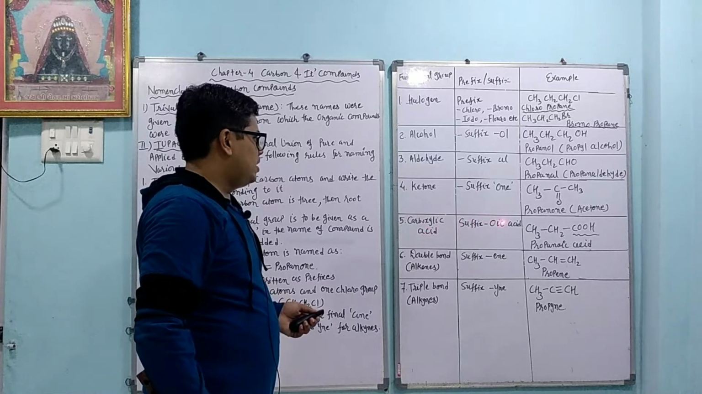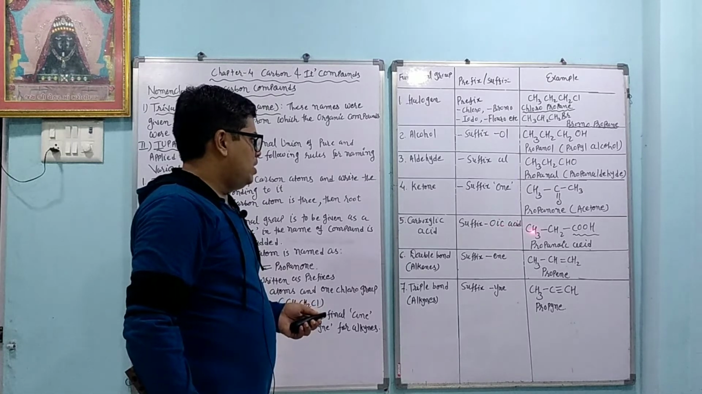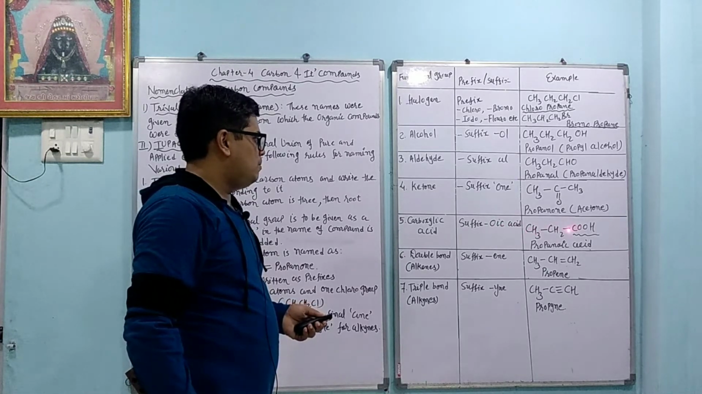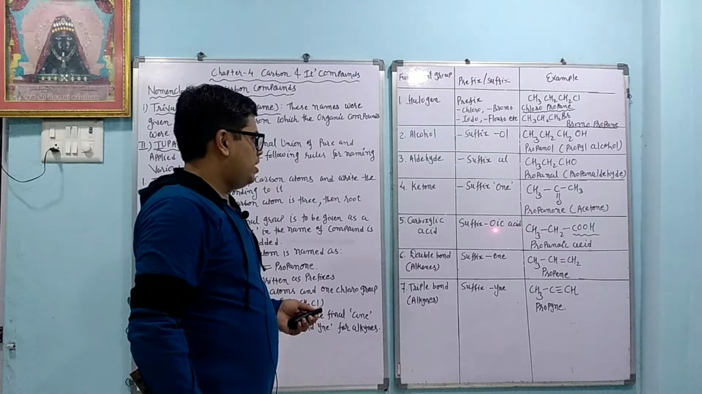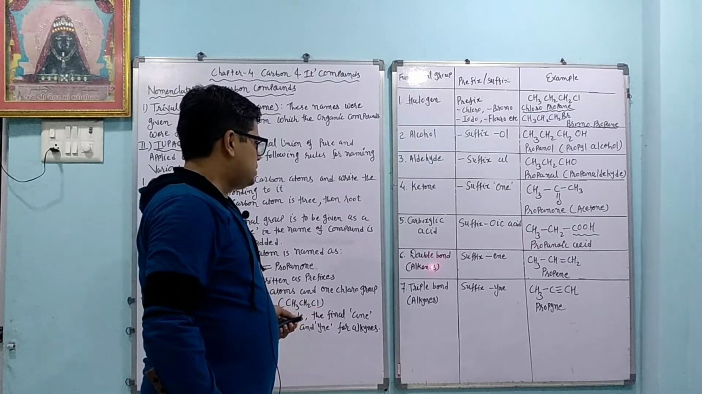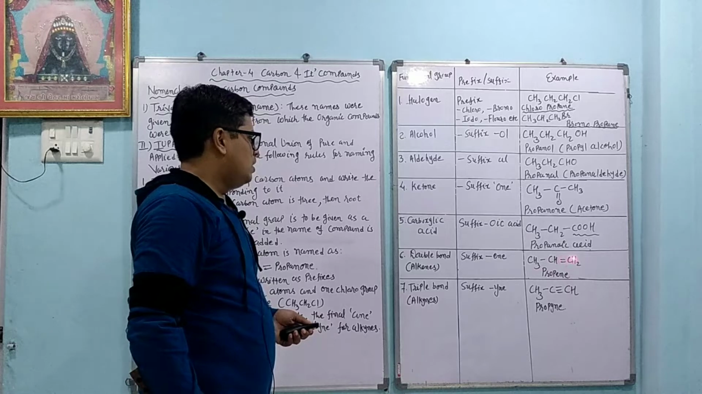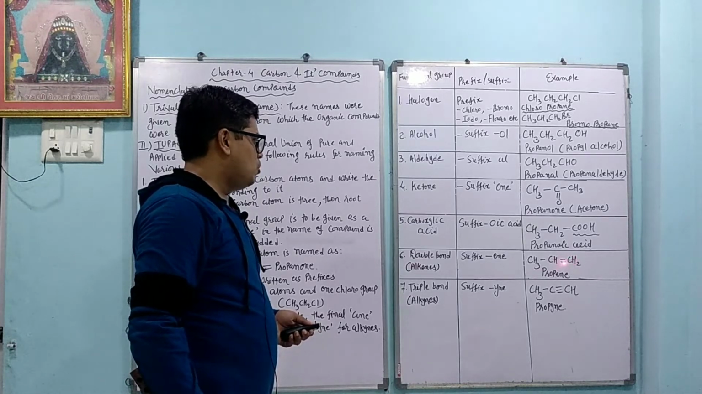Carboxylic acid: in that we add the suffix oic acid, removing the e, and we count the number of carbon atoms, 1, 2, 3, propane. We remove the e and add oic acid: propanoic acid. If a double bond is present in the alkene, then we remove the suffix ane from the alkane and add ene. 1, 2, 3, this is propane, and a double bond is present, so it is propene.